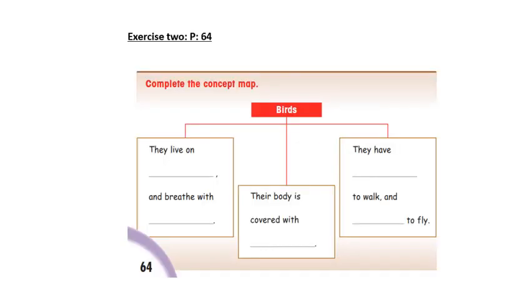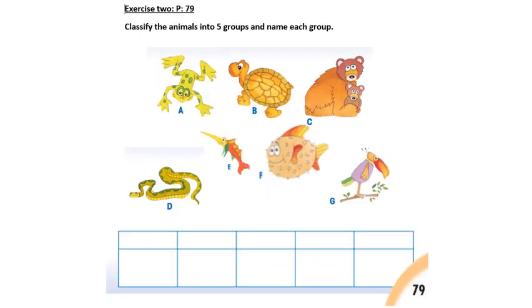Let's move on. Number 3. In this exercise, we're going to complete the sentences about birds. The first one. Birds live on land and breathe with lungs. Their body is covered with feathers. They have to walk. What do they use to walk? They use their wings to walk? No. They have legs to walk and wings to fly.